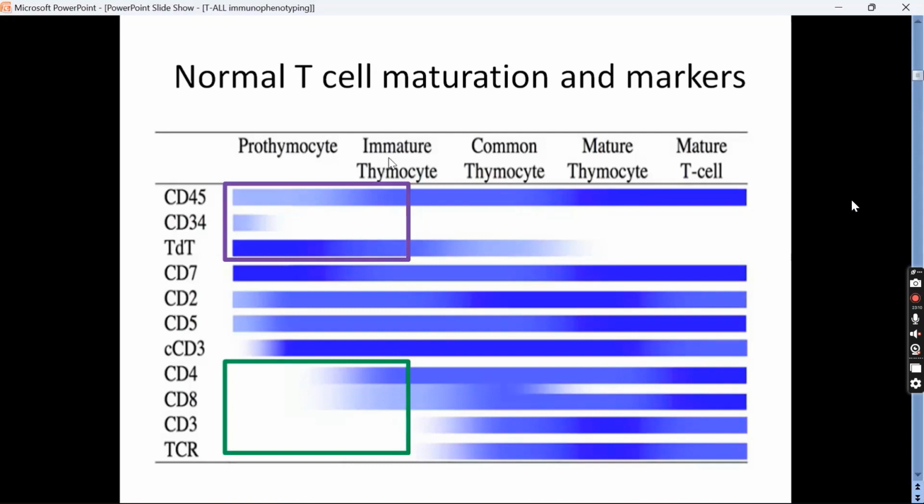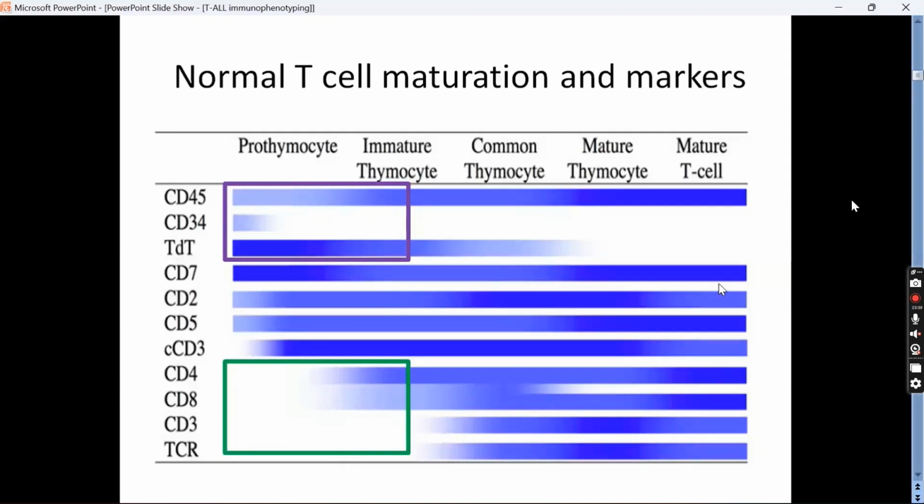Now coming to this, again, I want to stress the immaturity markers. You see CD7 first. That is why I say getting a CD7 negative TALL is very, very rare. Invariably, all TALL will be CD7 positive, because similar to CD19 as we saw with BALL, CD7 is seen throughout the T cell maturation, almost in a similar intensity. This is a heat map, right? So this is almost like a similar intensity.